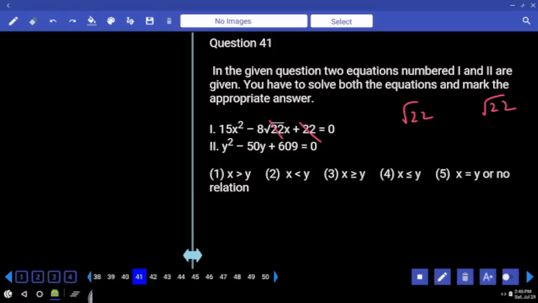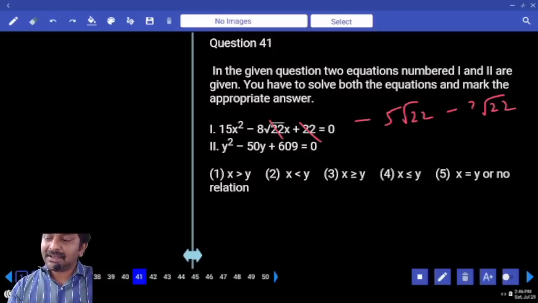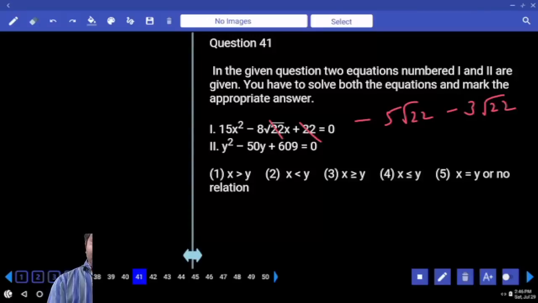Now using 15, sorry, using 15 we need to get 8. How can we write it? 5 into 3. So 5 I will consider here as 5 root 22 and the other I will write as 3 root 22. Do you have any problem? So our combination is minus 5 root 22, minus 3 root 22, and the factors are 5 into root 22, 3 into root 22. Is that okay?